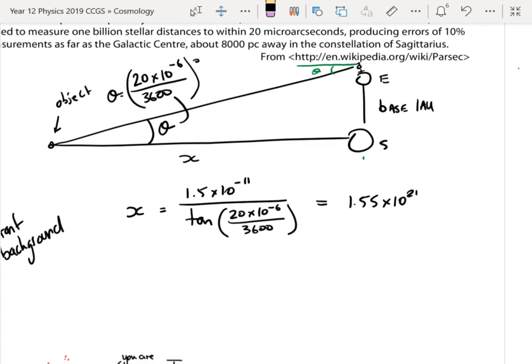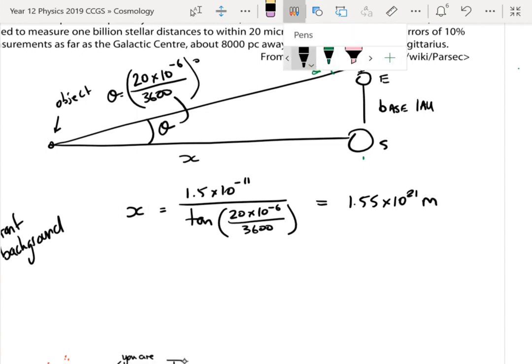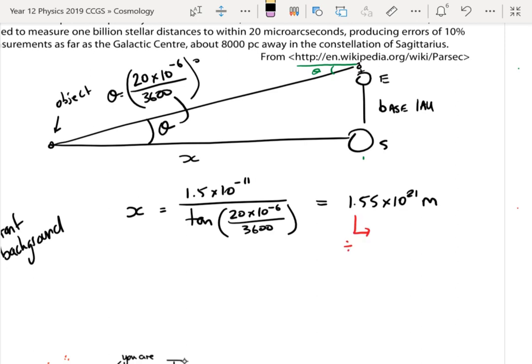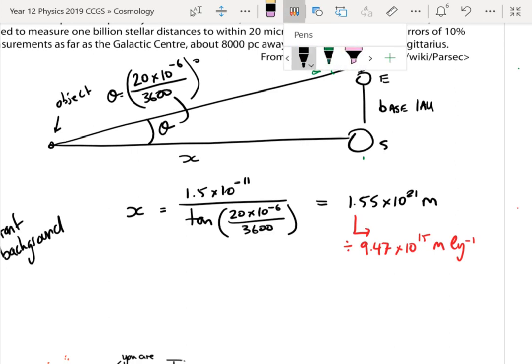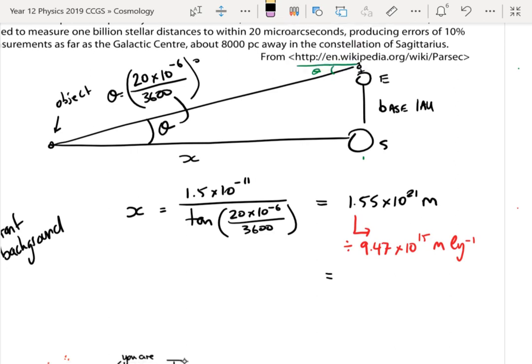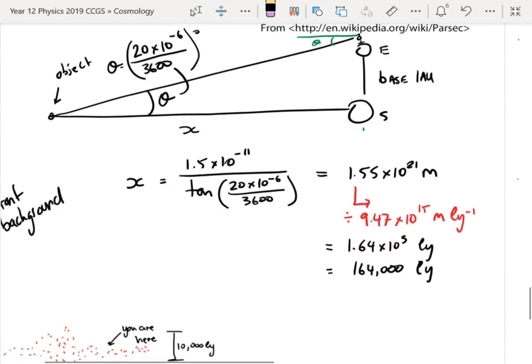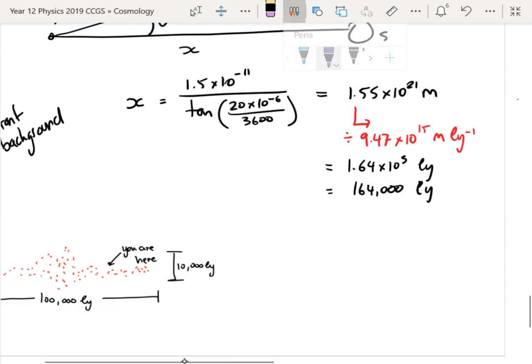.55 times 10 to the power of 21 meters away. Good Lord. Let's get it to those other astronomical units. So then let's divide by 9.47 times 10 to the 15 meters per light year. Cancel the units, inverse of an inverse. And we get in light years 1.64 times 10 to the 5 light years, 164,000 light years. And then lastly, let's use that 3.26.